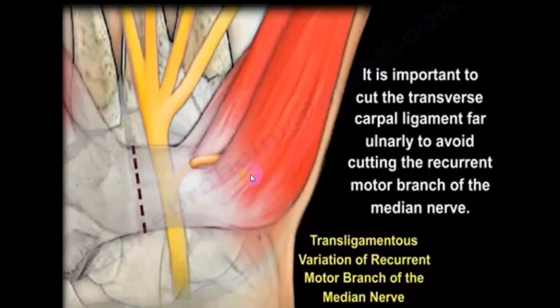So while doing a surgery, always you have to see that this motor nerve should not be damaged. It is important to cut the transverse carpal ligament far ulnar to avoid the recurrent motor branch of the median nerve. That should be taken care of. This is a recurrent branch, so you should not put an incision here. Put the incision towards the ulnar side.